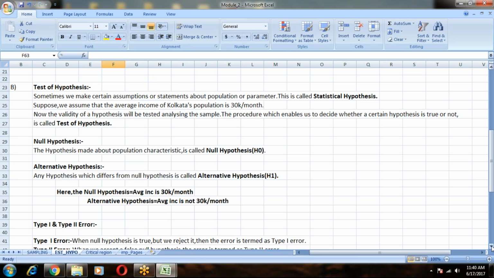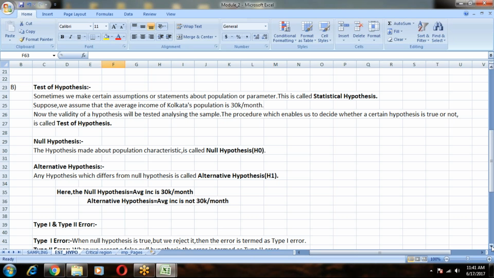Got my point, guys? So this is what test of hypothesis is. Hypothesis means the assumptions I'm making for my population. And what is test of hypothesis? On the basis of the samples we have collected, we will test whether the assumptions are correct or not. So this is what test of hypothesis is.